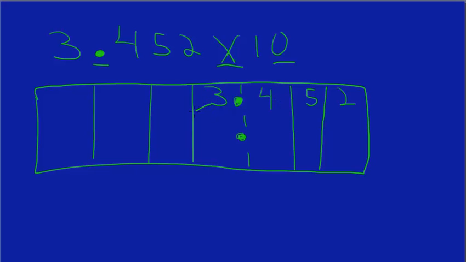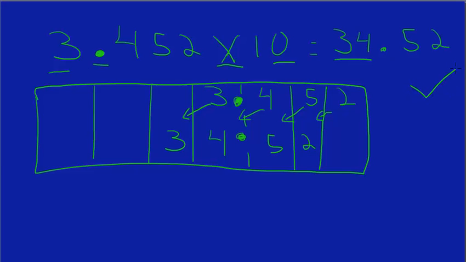So the 3 in the ones is going to go one place to the left to the tens place. The 4 will go one place to the left to the ones place. The 5 will go one place to the left to the tenths place. And the 2 will go one place to the left to the hundredths place. So I'm going to write my answer up here: 34 and 52 hundredths. Remember, the last thing you always want to do is check to see if your answer makes sense. I was multiplying, so I should increase in value. And I did increase in value, so I say my answer makes sense.